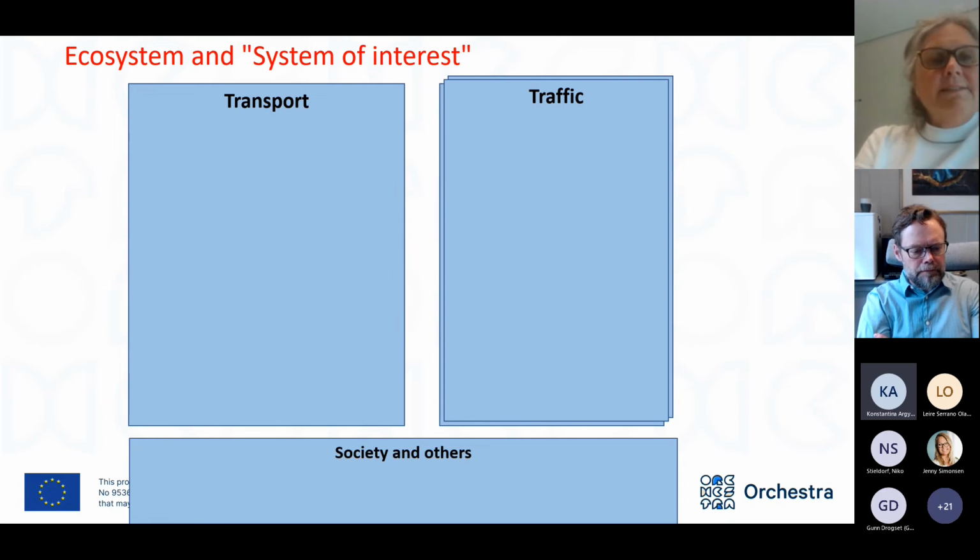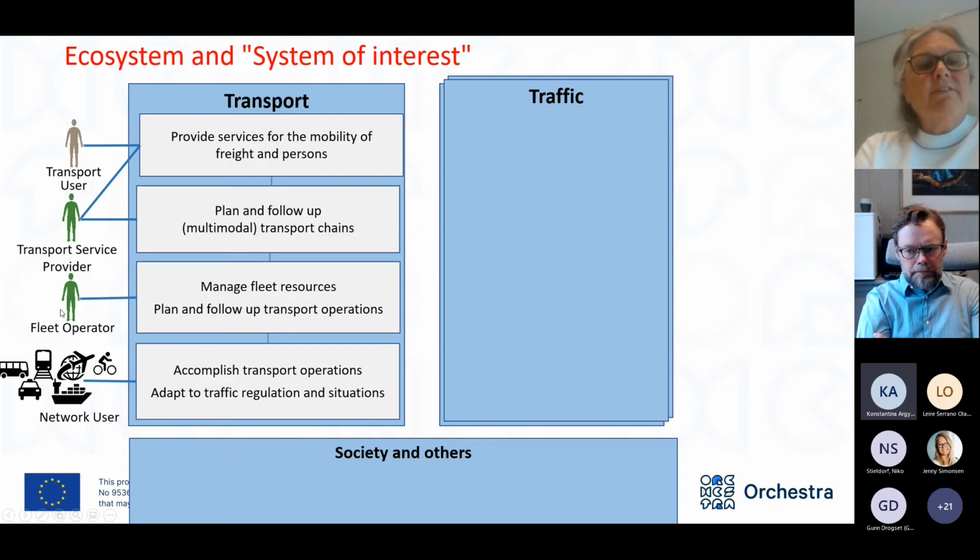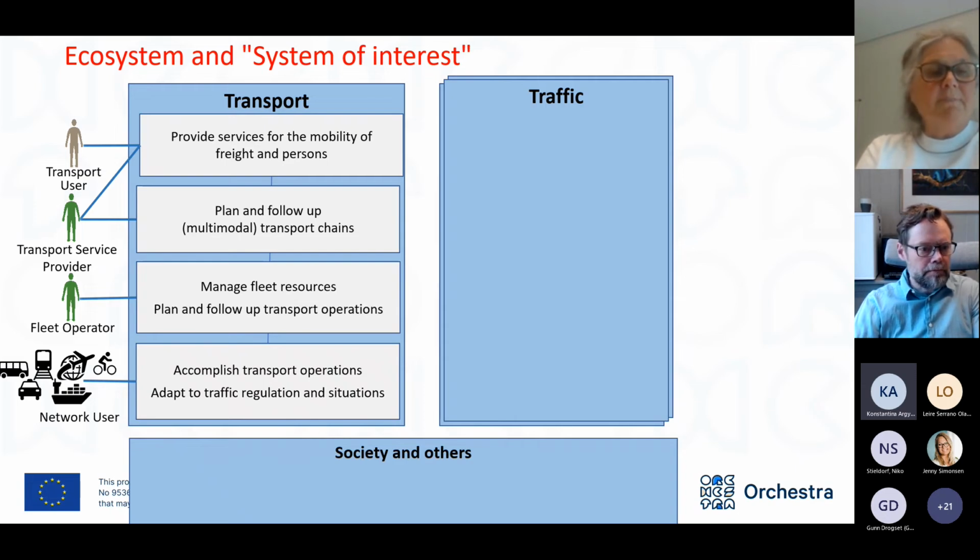So I will try to explain this ecosystem and what our focus in this ecosystem will be. For the transport part of the ecosystem, we have the transport user that needs mobility or transport of passengers or goods. And we have the transport service provider providing transport services to this transport user. So they have to plan and follow up the multimodal transport chains. And we have fleet operators that manage the individual transport operations. So they have to manage the fleet resources, and they have to plan and follow up the individual operations.